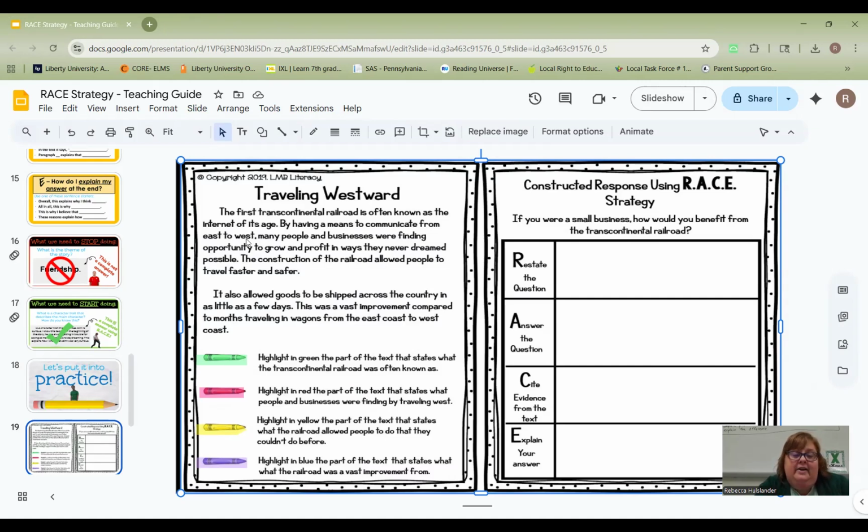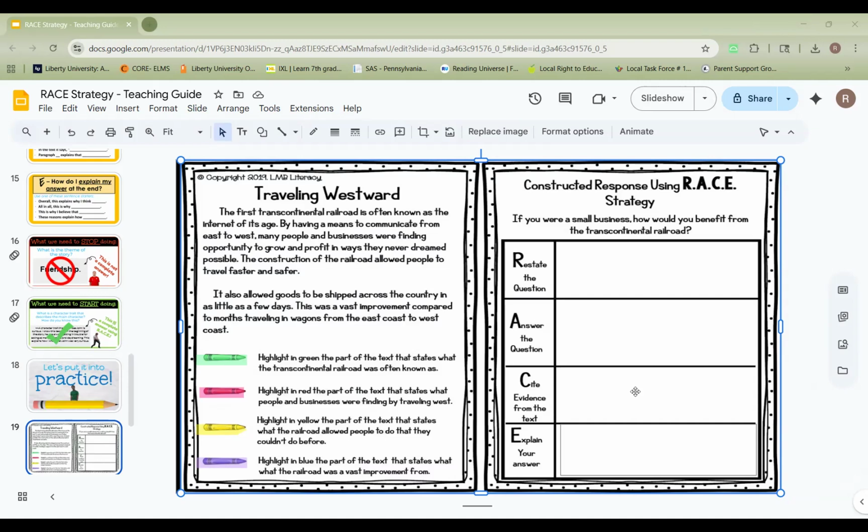And then finally, in blue, highlight the part of the text that states what the railroad was a vast improvement from. And I love this one. That was the vast improvement compared to months of traveling in wagons from East Coast to West. Now, we can't sit for 5 minutes. I can't imagine traveling from East Coast to West Coast.